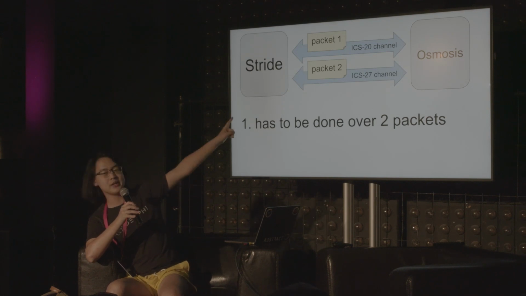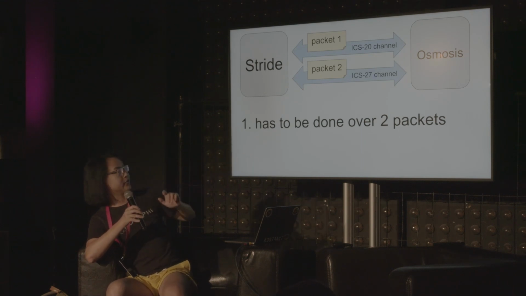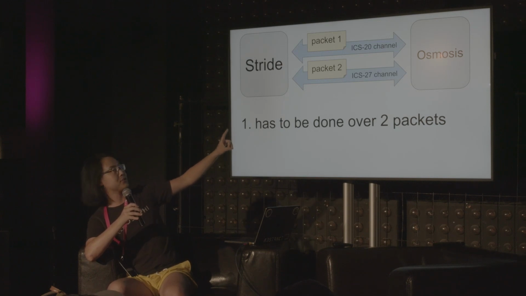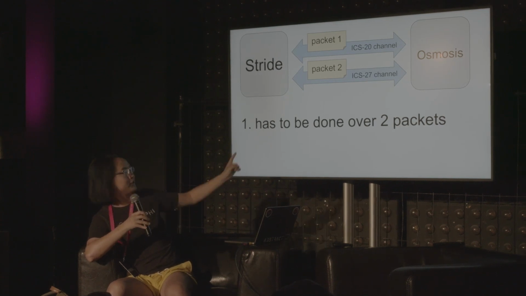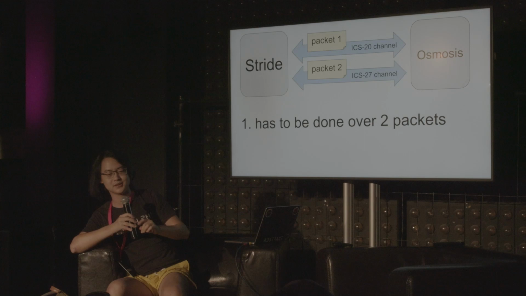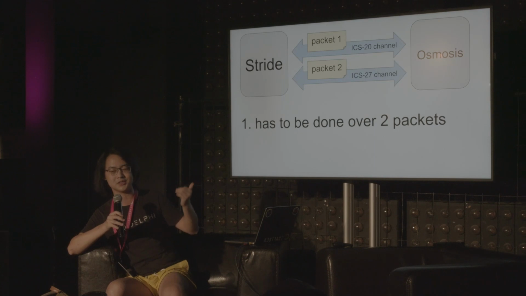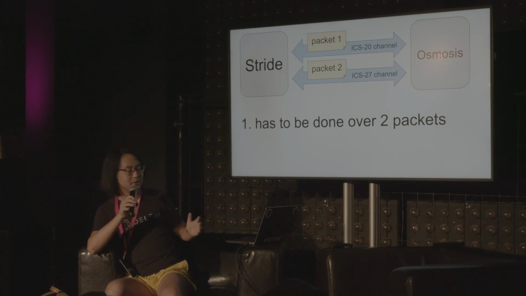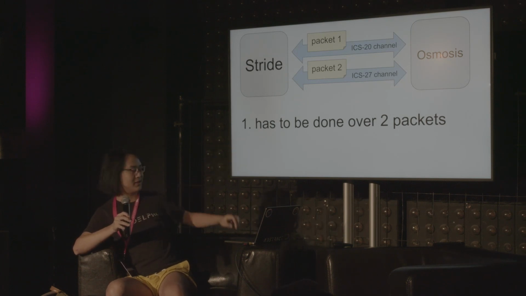So we already know ICS-20 is the fungible token channel, and ICS-27 is the interchain account channel for the cross-chain execution of actions. So they both have their own channels, and you have to send 1 packet on the ICS-20 channel to do the first thing, token transfer, and then a second packet on the interchain account channel to do the delegation. So that's the first problem. You have to do it over 2 packets instead of 1. So you might say, oh, it's fine, not a big deal. I'll just send two packets on my source chain, which is Stride in our case. No biggie, right? Well, it is a problem if you consider this together with the following 2 problems.